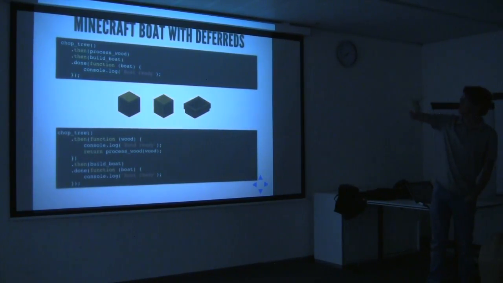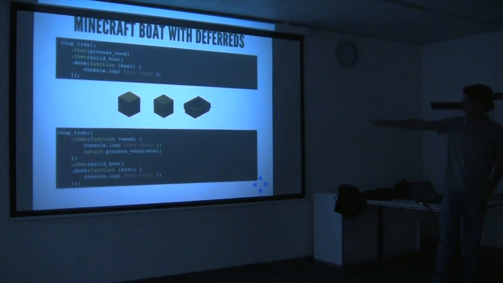We chop the tree, then we process the wood, then we build the boat. We can do this because build the boat just takes as argument the result of process the wood, and process the wood takes as argument the result of chop tree. And when the thing is done, we can just print nicely, okay, this is just great.